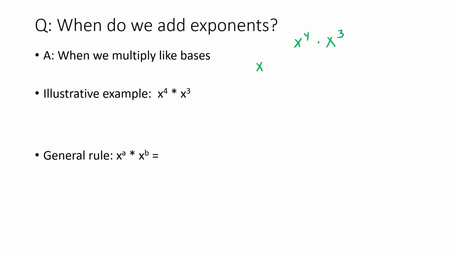Well, x to the 4th is x used as a factor 4 times. X to the 3rd is x used as a factor 3 times. And then right here, we have a times sign, and so that comes down. Essentially what we have there is x used as a factor 7 times. So we have 7 x's multiplied in there. And our shorthand for that would be x to the 7th power.